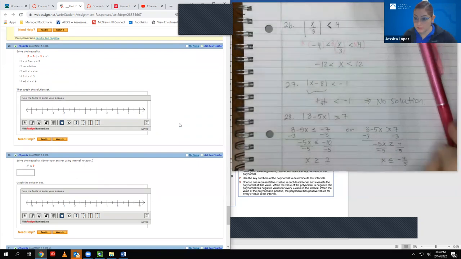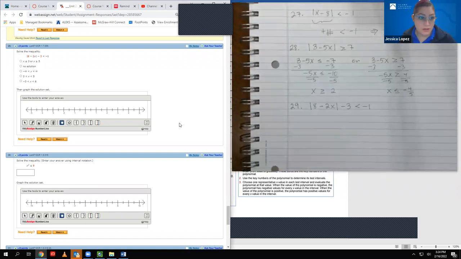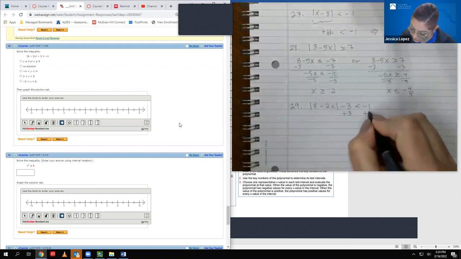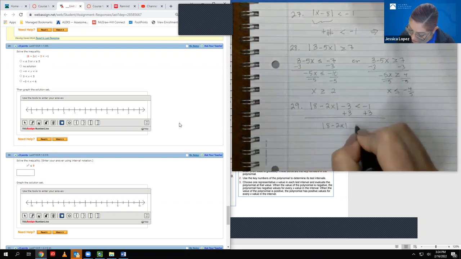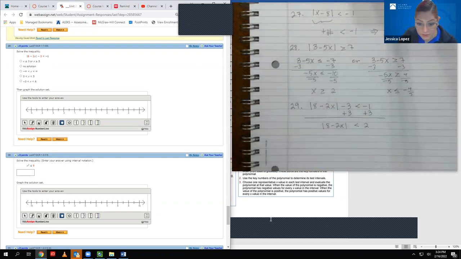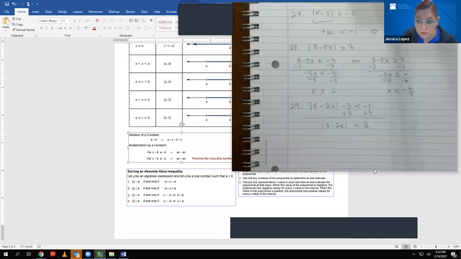So now we have number 29. So we have this one, and it wants us to do the same thing. Okay, now before I can begin, I do have to get this bars part by itself. So I am gonna add this 3 over. That has to be done before you can figure out which case you have. And how do I know that? Because if you look at all these options, 1, 2, 3, and 4, none of them have a number outside of those bars anywhere. Okay, so I do have less than a number, so it's case 1 again.